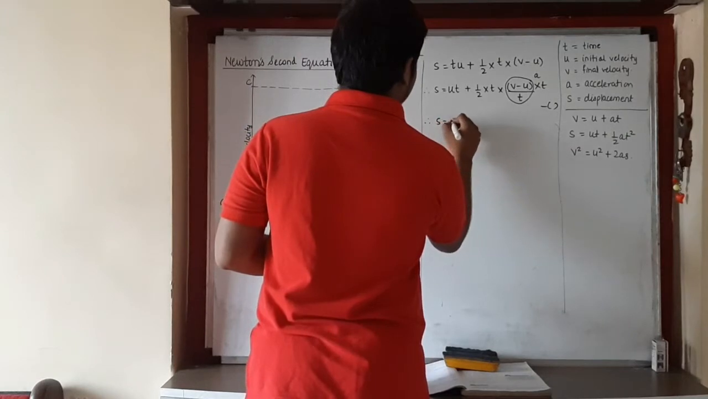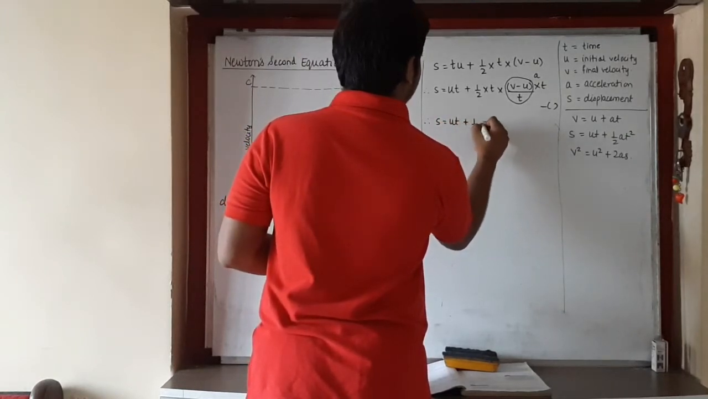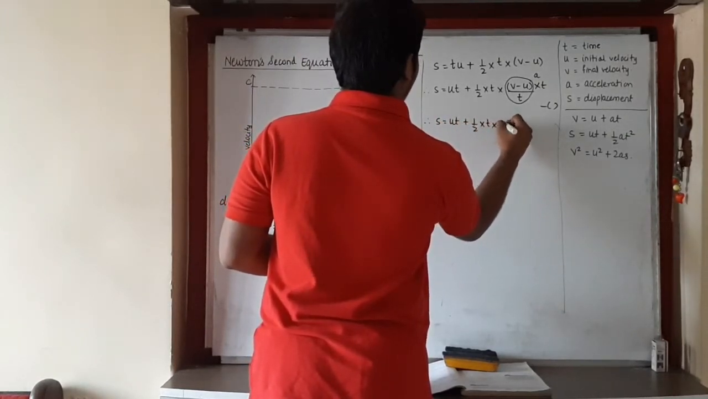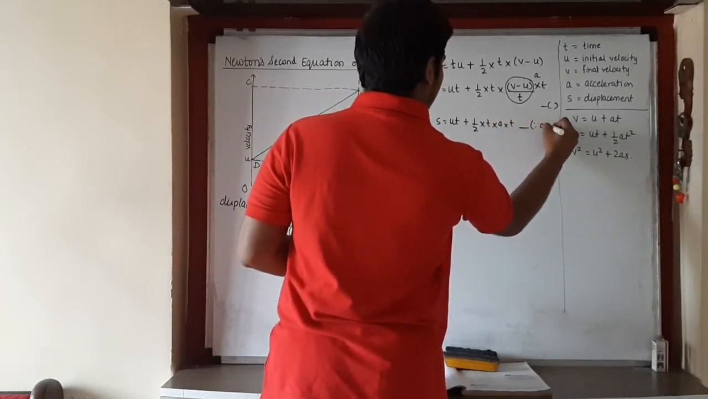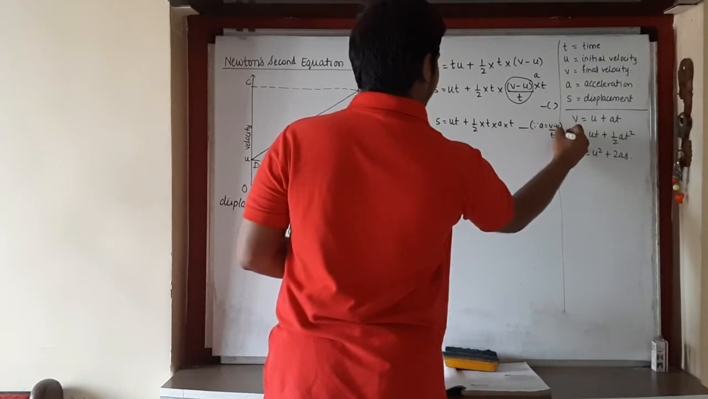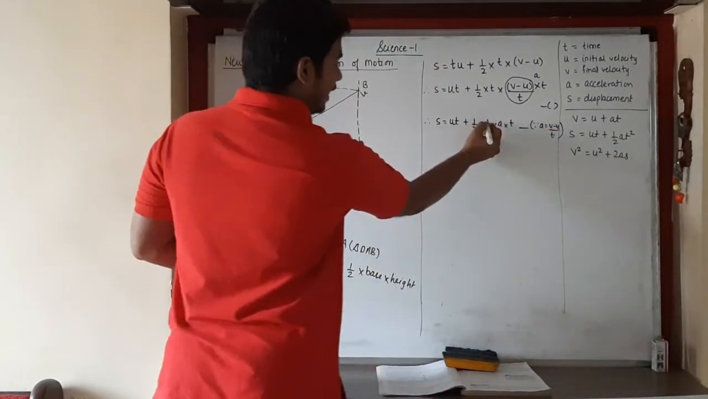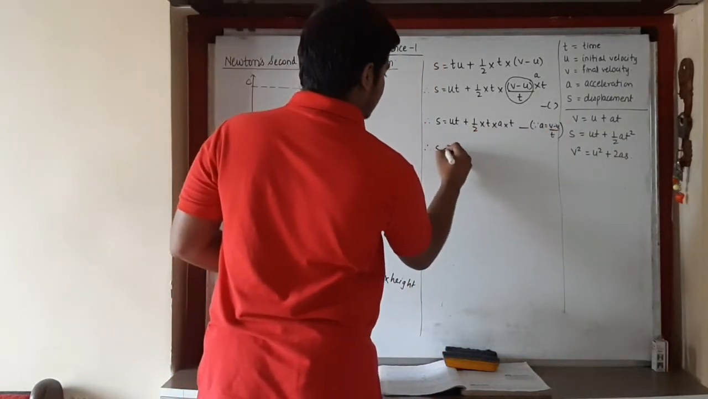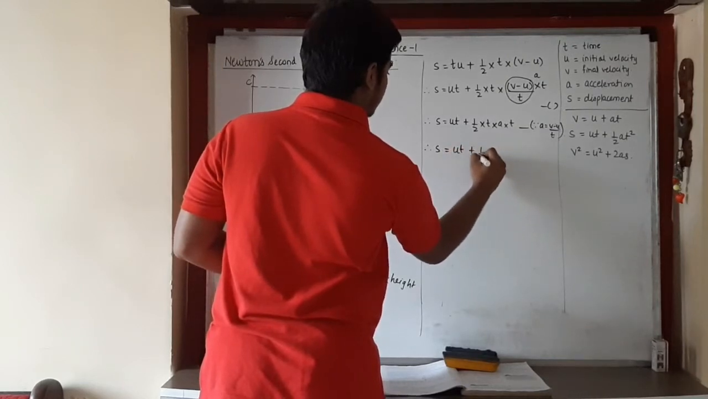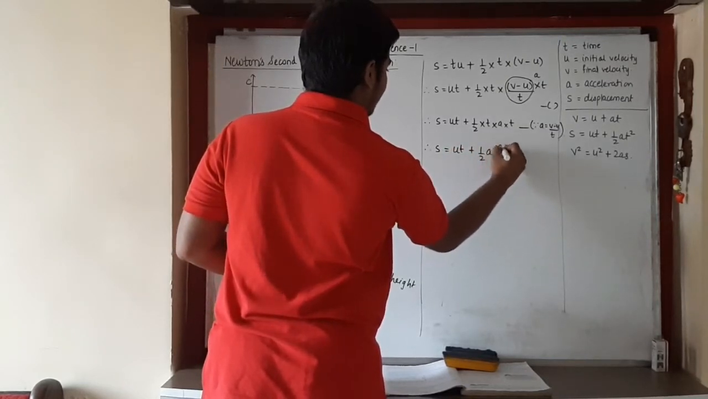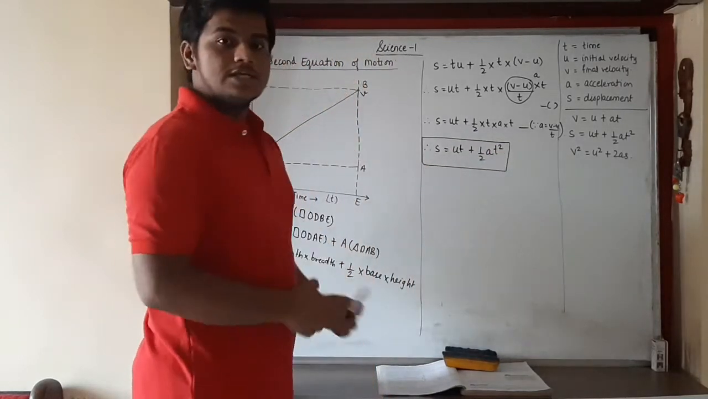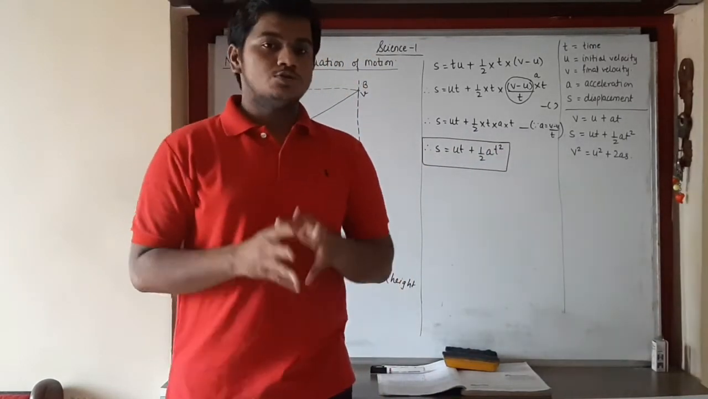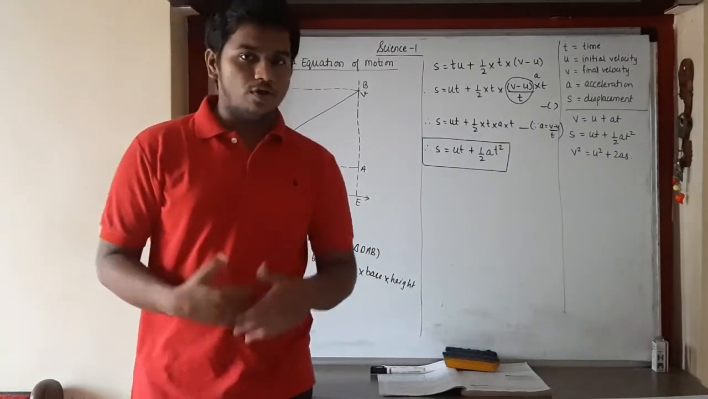So what will this become? This will become s equals ut plus half into t into a into t. Correct? Here the reason will come because acceleration is v minus u divided by t. t into t will become t square. So hence we have got our formula s equals ut plus half at square, which is called Newton's second equation of motion. So I want you all to copy down this method in your notebooks.